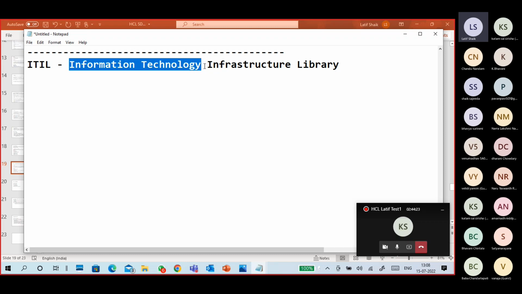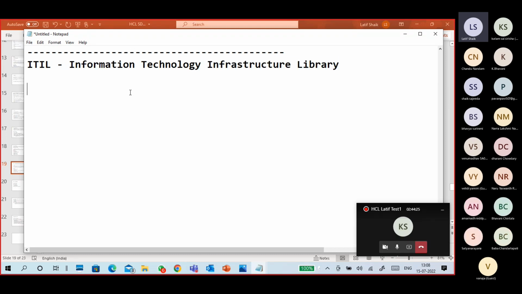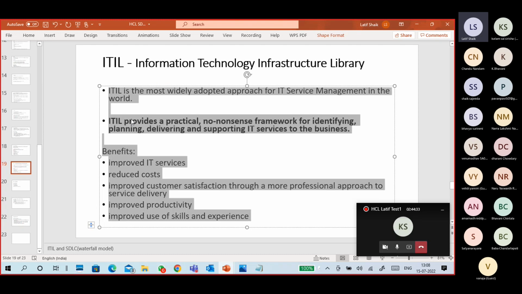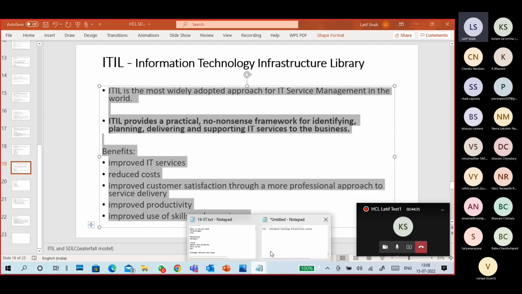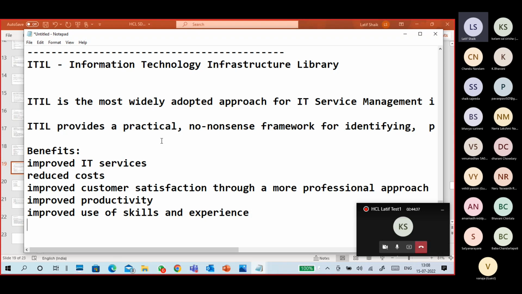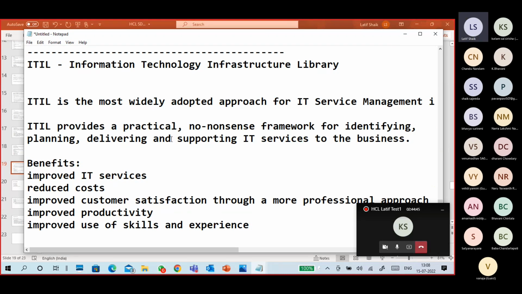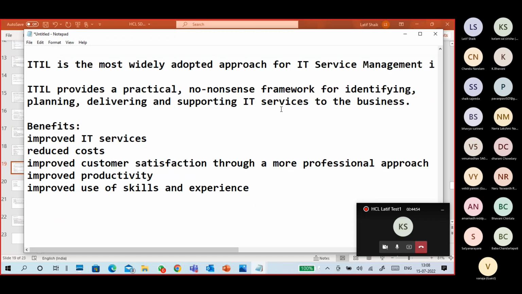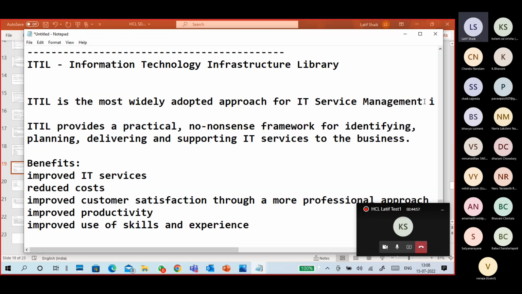Information technology infrastructure library. So what is an ITIL? Abbreviation is information technology infrastructure library. So what is this ITIL? ITIL provides a practical no nonsense framework for identifying, planning, delivering and supporting IT services to the business. Okay. This is just about ITIL.